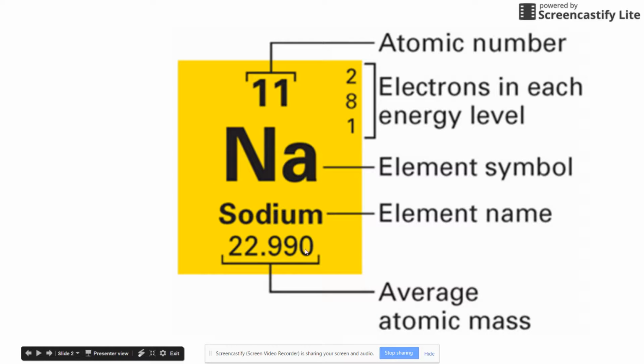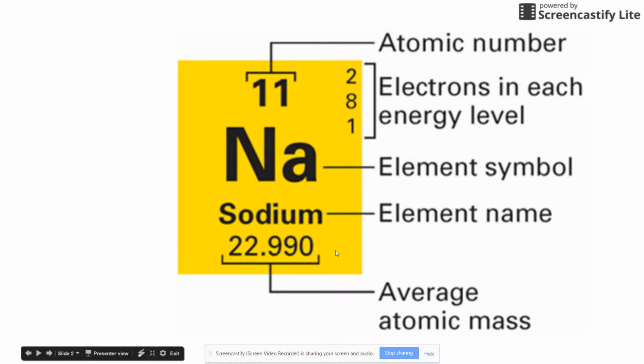This example uses sodium. The whole number is called the atomic number. This is the number of protons for that element. Then there is a symbol, how you abbreviate the element. In this case, it's Na, how you would represent sodium in an abbreviation. Then the element name, sodium.